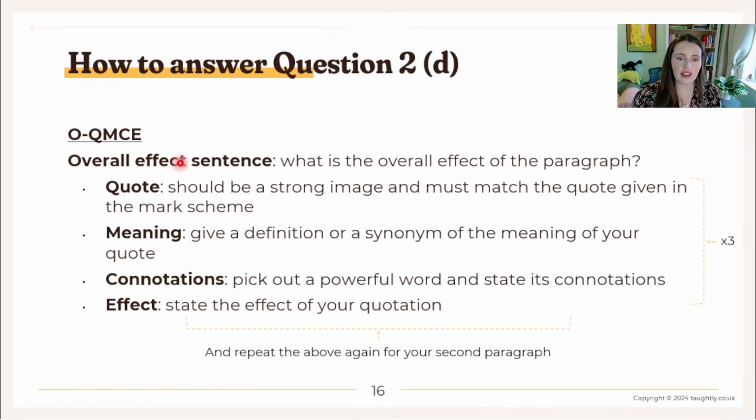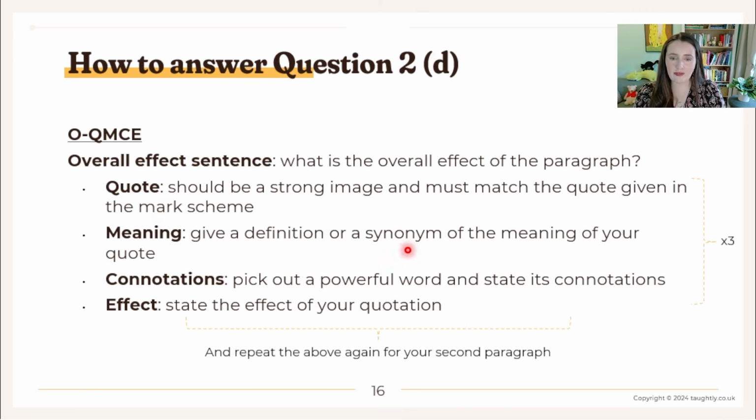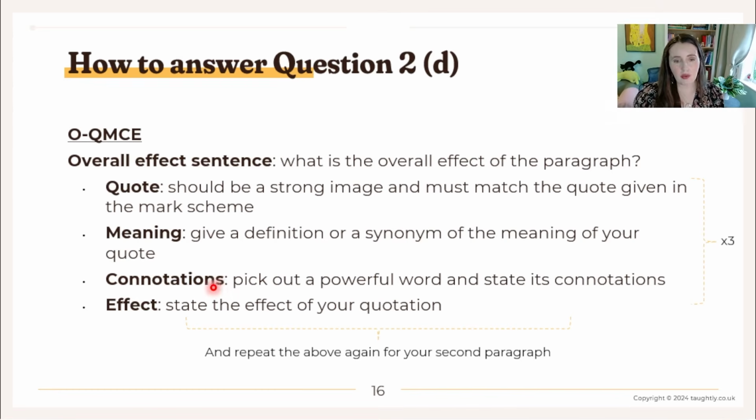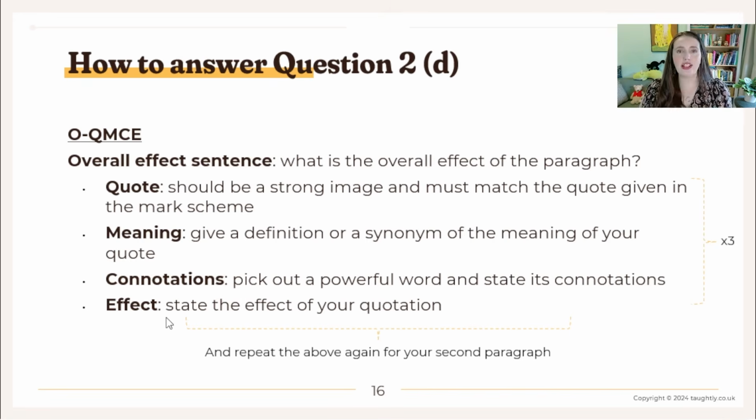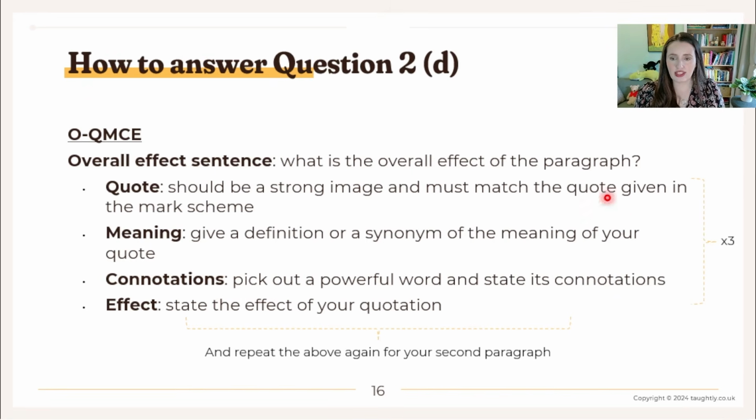State the overall effect of the paragraph as a whole. Then give a quotation, a strong, juicy image. Then state the meaning of that quotation by giving synonyms, literally, explicitly, what does it mean? Pick out one powerful word from your quotation and analyse its connotations. Then say the effect. What is it trying to make our reader feel? What is the writer trying to suggest more broadly and why? And then you will repeat this 3 times.